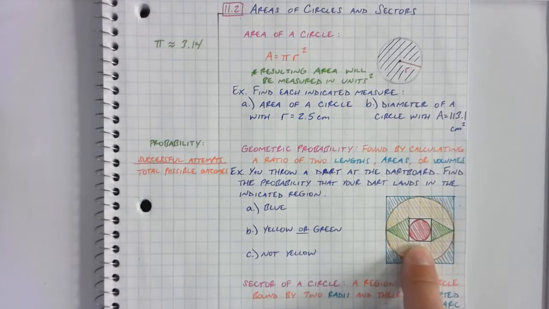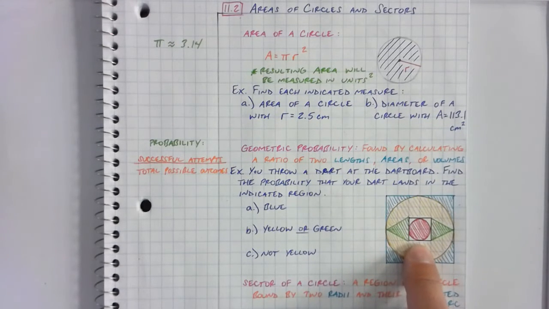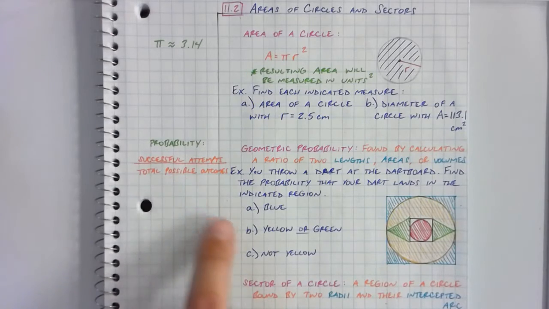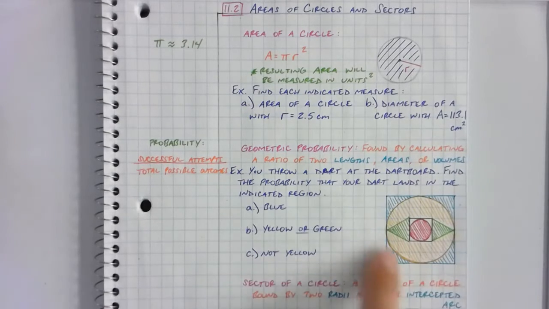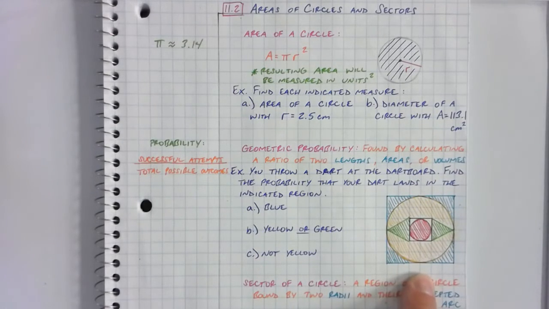So I'd subtract 4 square units from that. That would be my numerator. The denominator for both B and C will be the same as A, because the total possible outcomes for all three of these is just the whole dartboard, 6 by 6.